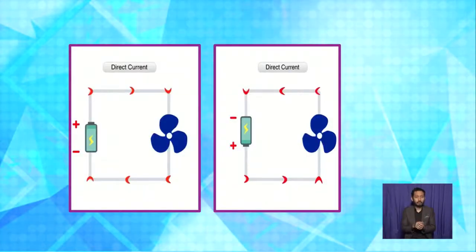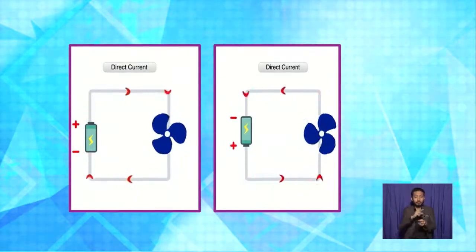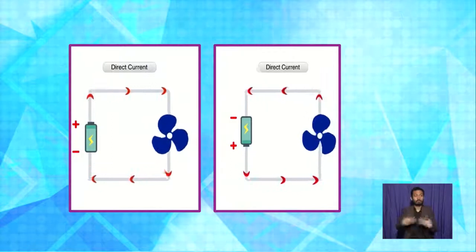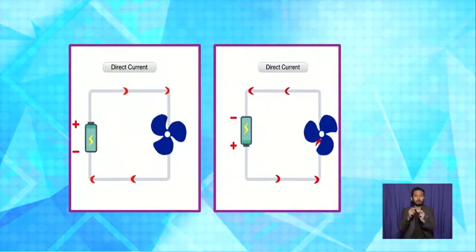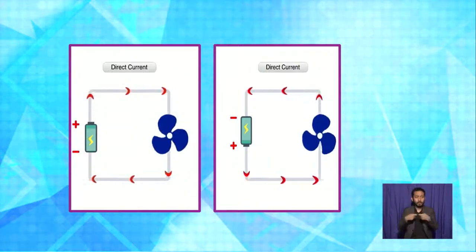For example, when a battery is connected to a DC motor, the current begins to flow in a single direction. What will happen if we turn this battery around and reverse the polarity? This means the current will flow in the opposite direction unlike before and cause the motor to spin in the opposite direction.